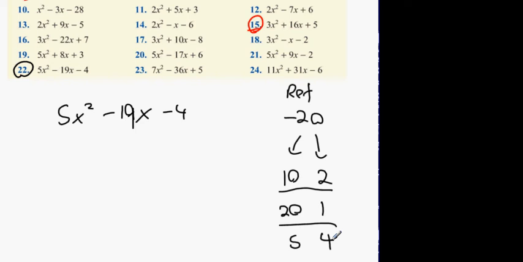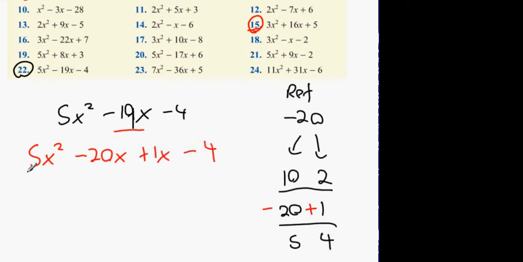Yeah, you would have got that anyway though. Now, guys, you've got to make a decision. Which one can you make 19 out of? 20 and 1. It has to be minus 19, so minus 20 plus 1. Okay. So now, 5x squared minus 20x plus 1x, yeah. Sean's taking over again, guys.